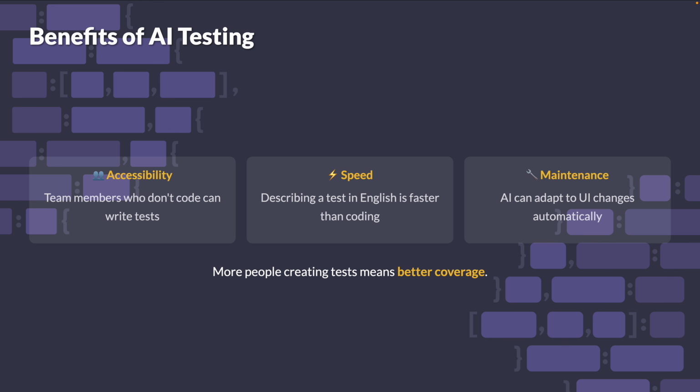So AI testing has some benefits. Accessibility. So team members who can't code can still write tests, like QA analysts, product managers, any stakeholders. We have speed. Describing a test in English is faster than coding it manually. Maintenance. AI can adapt to UI changes automatically, reducing the maintenance burden. And then coverage. More people creating tests means better coverage.